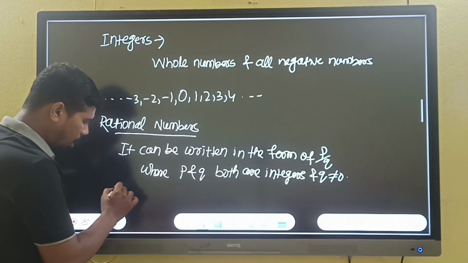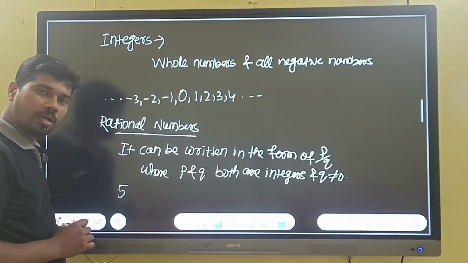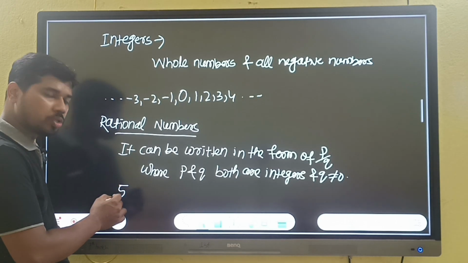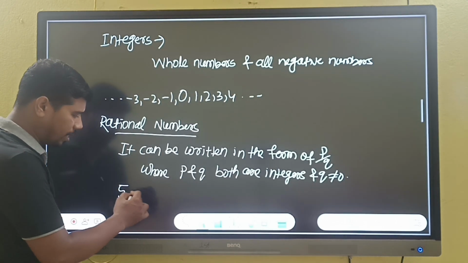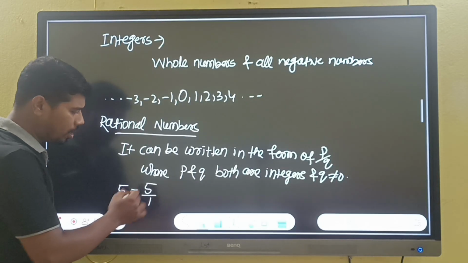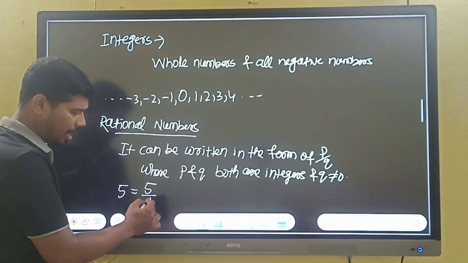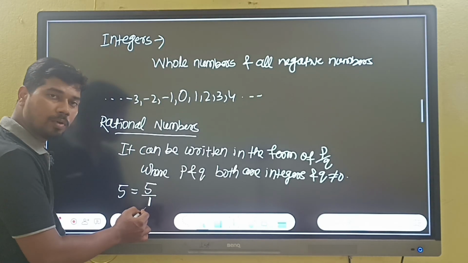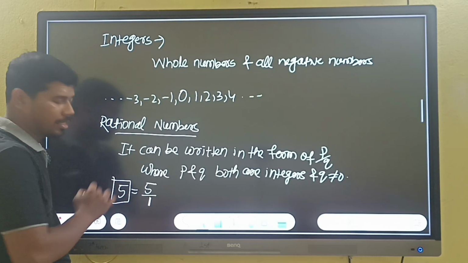Like suppose the number is 5. 5 is a natural number, and this is also a whole number. This is also an integer. But 5 we can write in the form of 5 upon 1. This is possible. So here 5 is P and 1 is Q. But Q should not be equal to 0. So 5 is also a rational number.